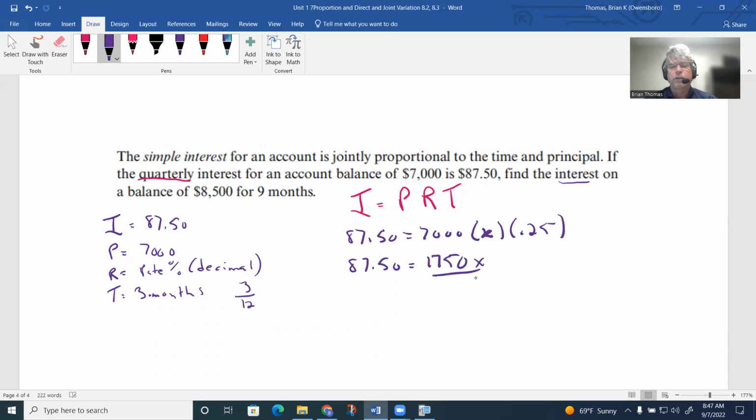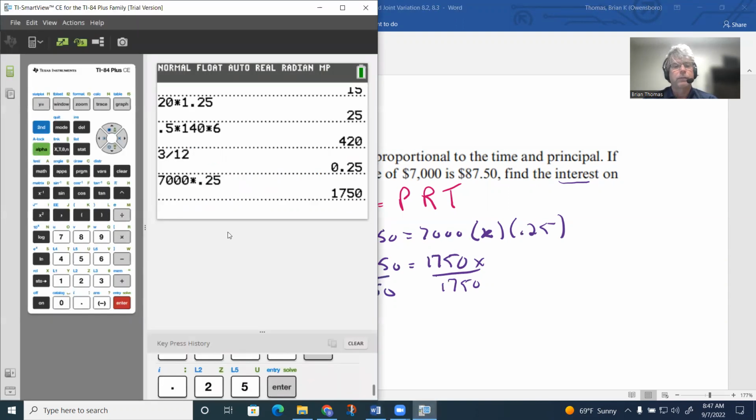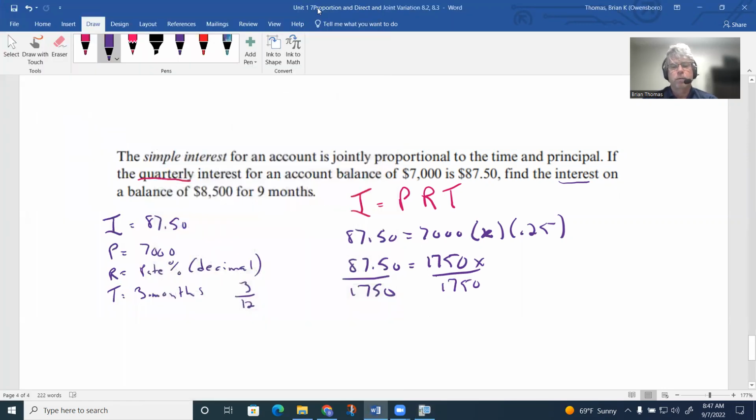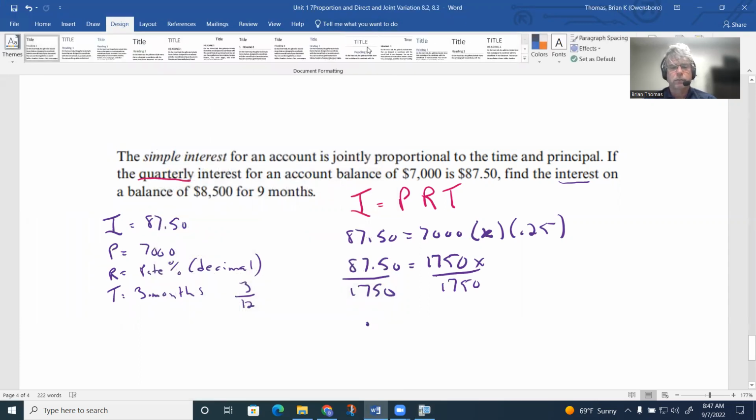Now, if I divide both sides by 1750, so I have 87.50 divided by 1750. This should give us a decimal, so 0.05. So that's going to give us our interest rate, which is going to be at 0.05. So in other words, that's going to be like 5%. But we want to leave it as a decimal, 0.05.